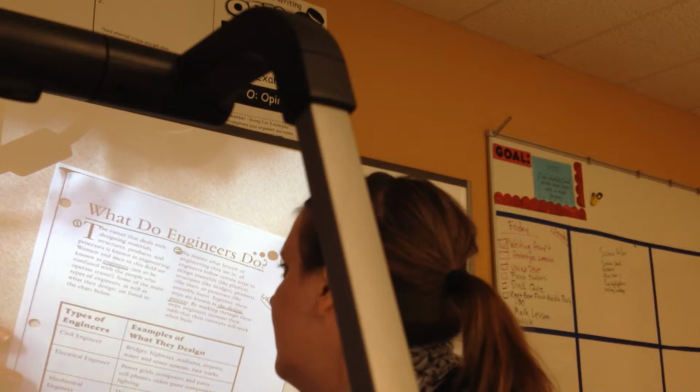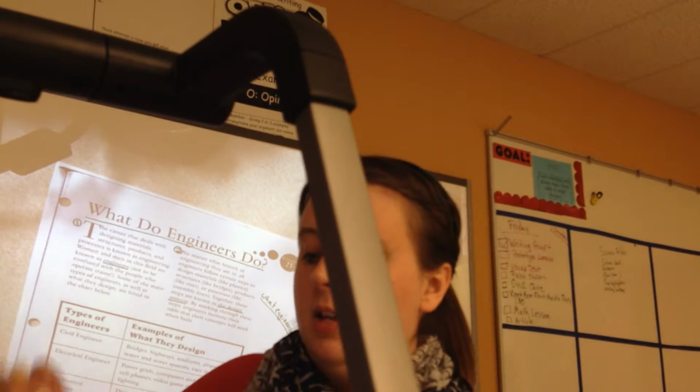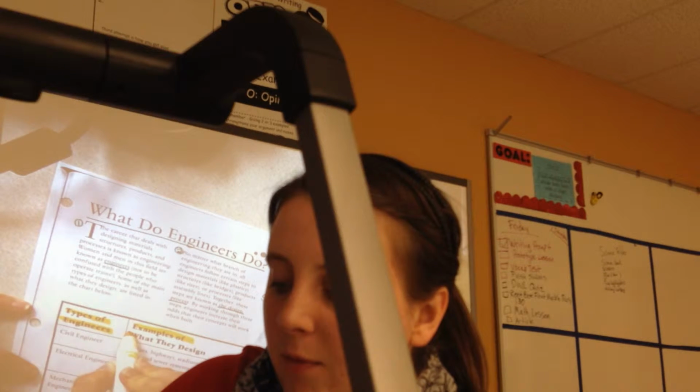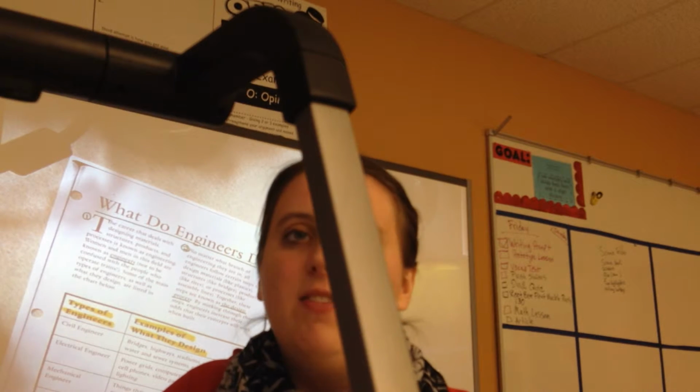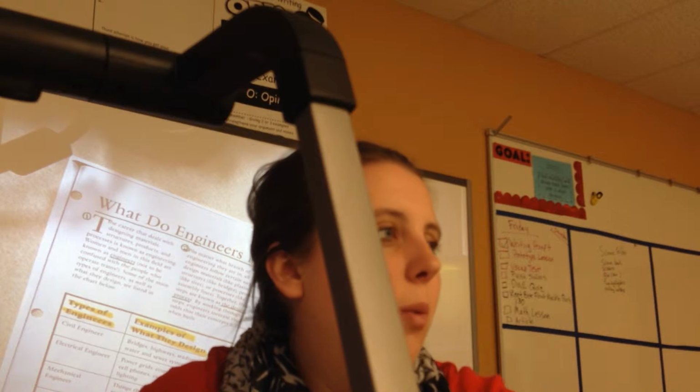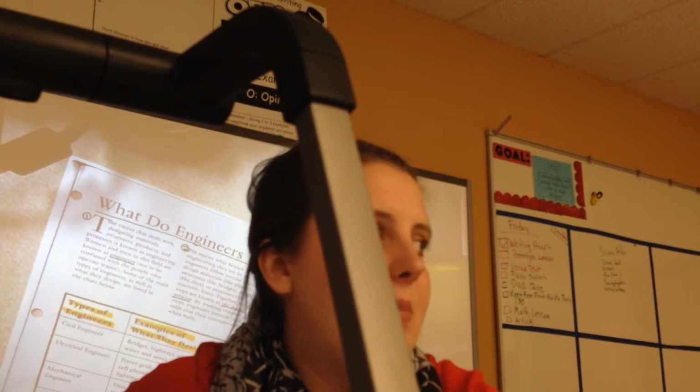Yeah. So let's look at the types of engineers. I think this is pretty cool. I'm going to take out my highlighter and I'm going to highlight types of engineers and examples of what they design. I love that it includes examples for me because that always helps me understand a little bit more what somebody's talking about when they give me examples.